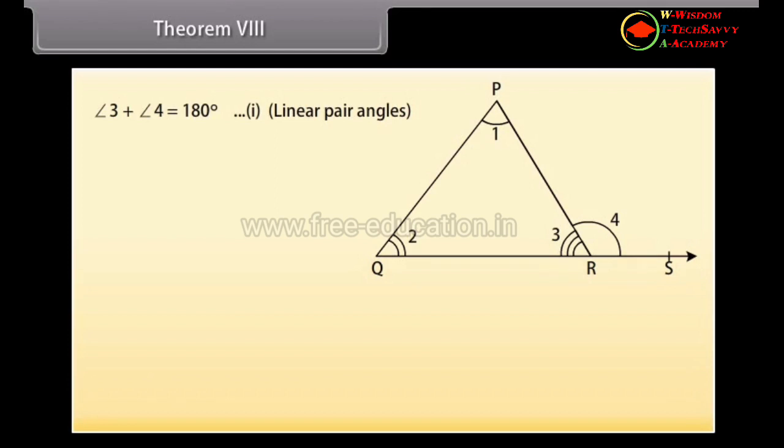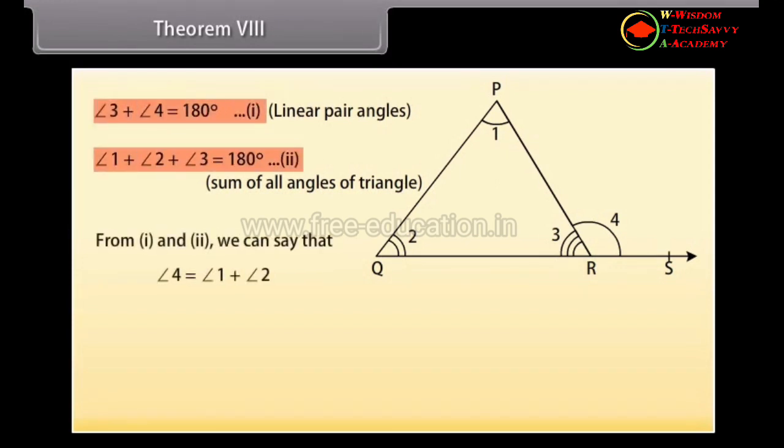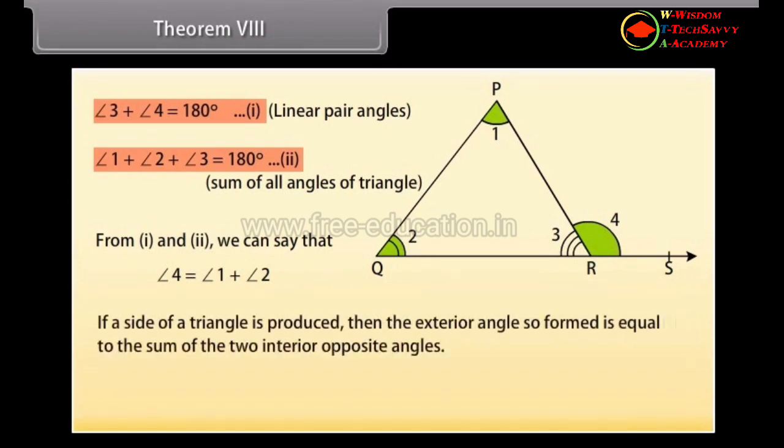Yes. Angle 3 plus angle 4 is 180 degrees because these are linear pair angles. Mark it as 1. Also, angle 1 plus angle 2 plus angle 3 is equal to 180 degrees because the sum of all the angles of a triangle is 180 degrees. Mark it as 2. From 1 and 2 we can say that angle 4 is equal to angle 1 plus angle 2. This result can be stated in the form of a theorem which says, if a side of a triangle is produced, then the exterior angle so formed is equal to the sum of the two interior opposite angles.